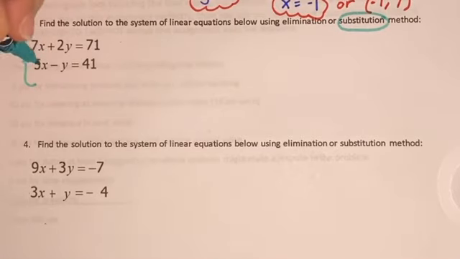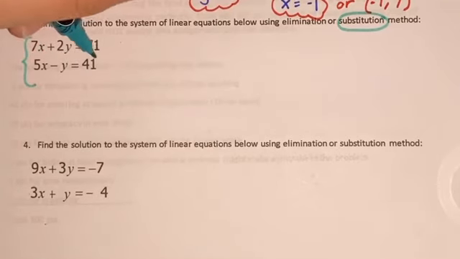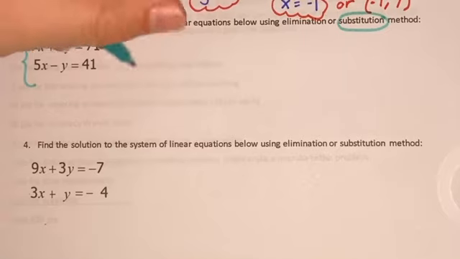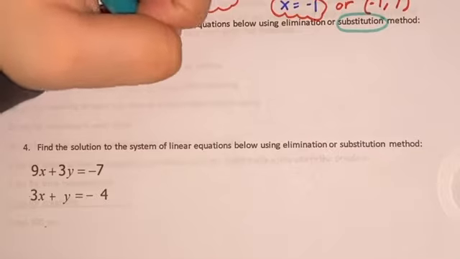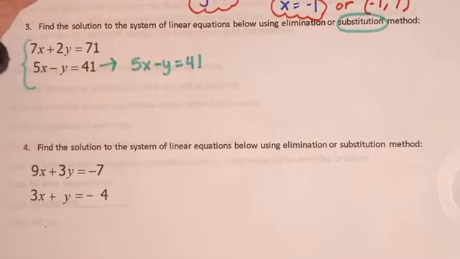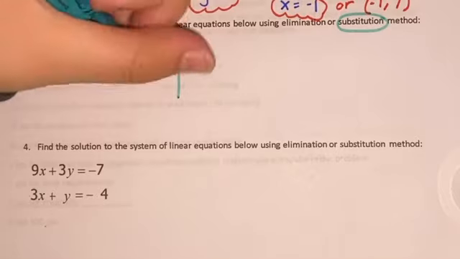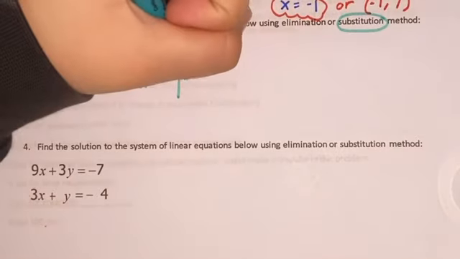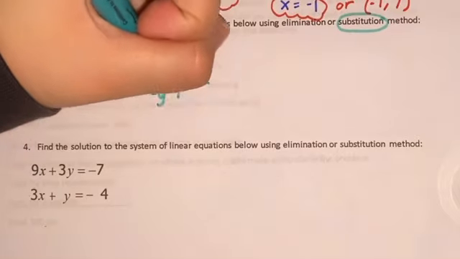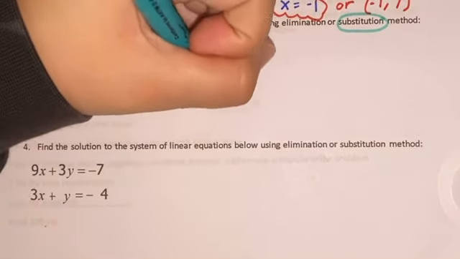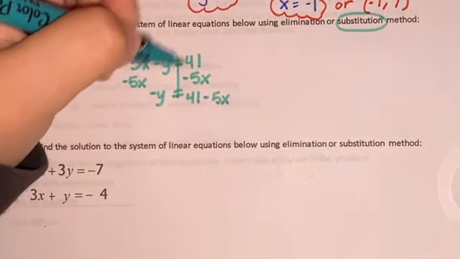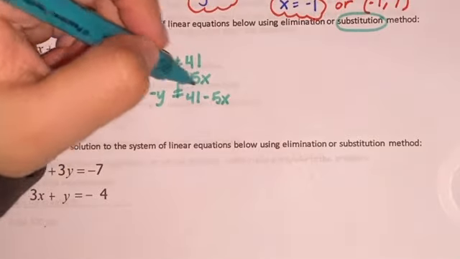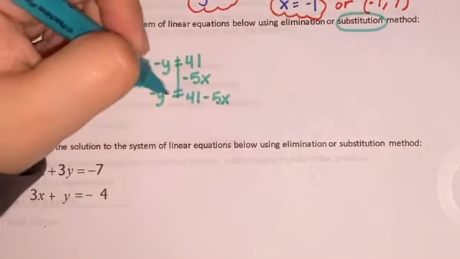I'm going to use 5x minus y equals 41 just because the y is by itself and it would be easier to solve for y. So I'm just going to rewrite it. 5x minus y equals 41. And then I'm going to subtract 5x. So it would be negative y equals 41 minus 5x. So now we know that negative y is equal to 41 minus 5x.